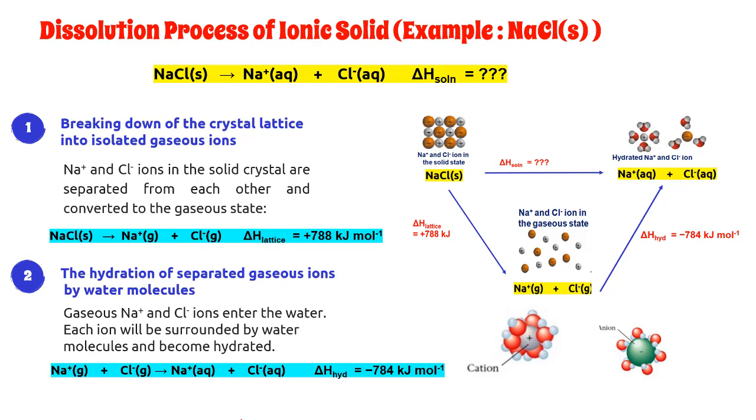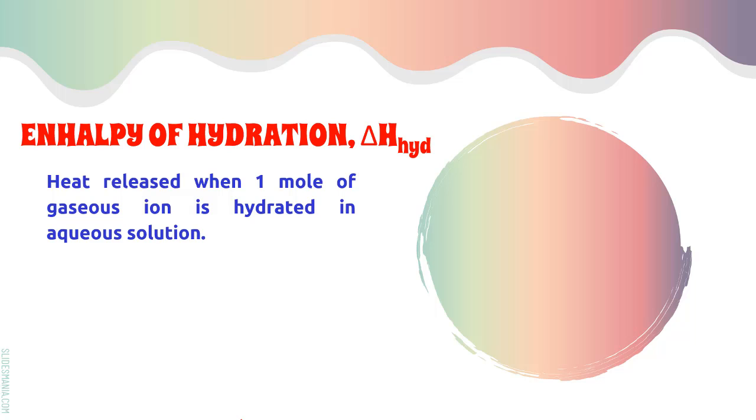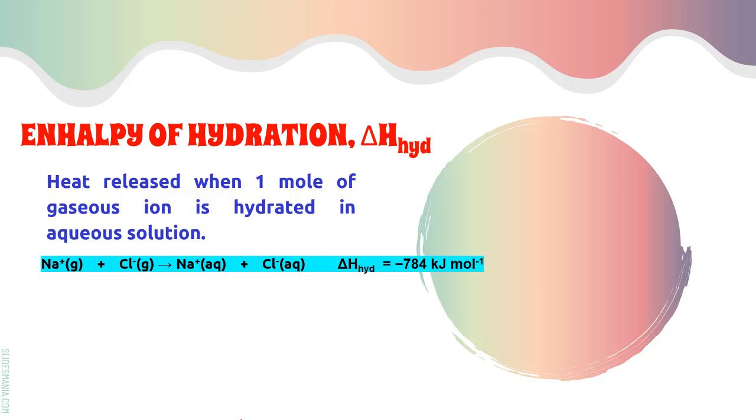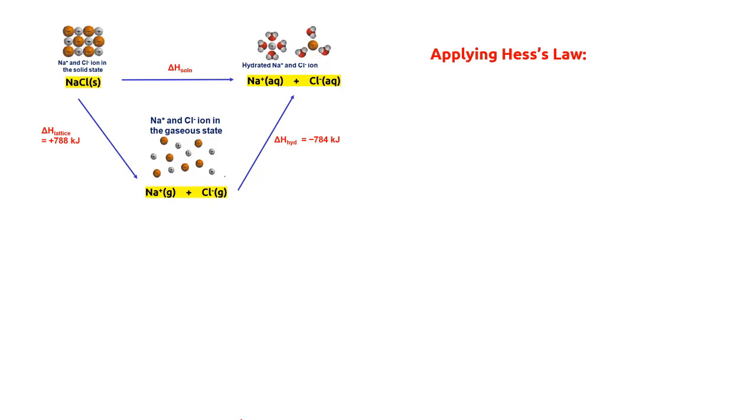The energy cycle diagram of the process of dissolution of sodium chloride is as follows. Enthalpy of hydration is defined as heat released when 1 mole of gaseous ion is hydrated in aqueous solution. By applying Hess's law, the enthalpy of solution is the sum of lattice energy of sodium chloride and enthalpy of hydration of chloride ions and sodium ion.